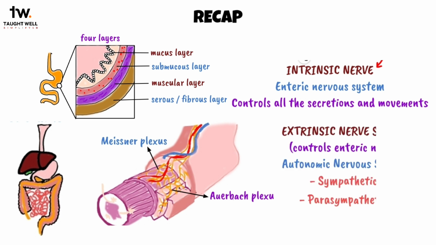Extrinsic nerves that control the enteric nervous system are from autonomic nervous system. Both sympathetic and parasympathetic divisions of autonomic nervous system innervate the GI tract.